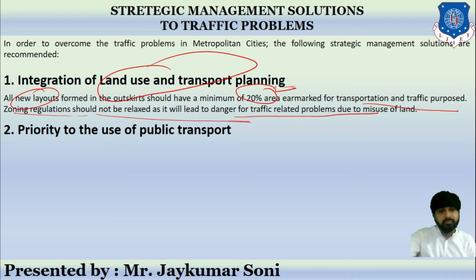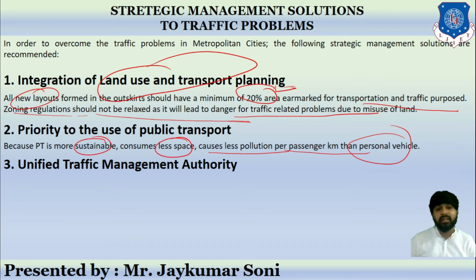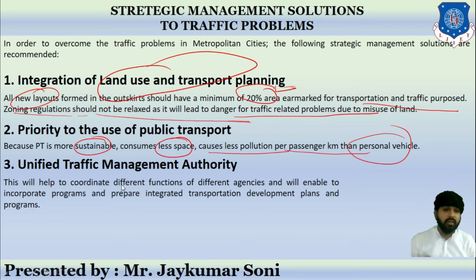Then second, we can provide a system through which the priority to the use of public transport is improved, because public transport is more sustainable, it consumes less space, and it causes less pollution per passenger kilometer than any of the personal vehicles. Then there should be a unified traffic management authority. I have already mentioned that having a unified, that means single, traffic management authority will help us to coordinate the different functions of the different agencies, and it will also enable us to incorporate the programs and prepare an integrated transport development plan.